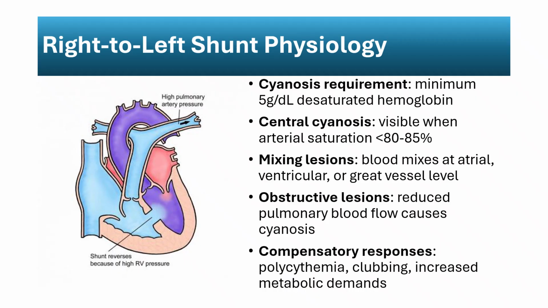Chronic hypoxemia stimulates erythropoietin, producing polycythemia that improves oxygen carrying capacity but also increases blood viscosity and the risk of stroke or thrombosis. Clubbing develops over time as a marker of long-standing hypoxemia. Metabolic demand rises as the body tries to extract more oxygen, which can place additional strain on cardiac output.